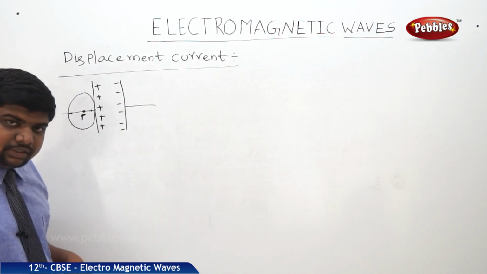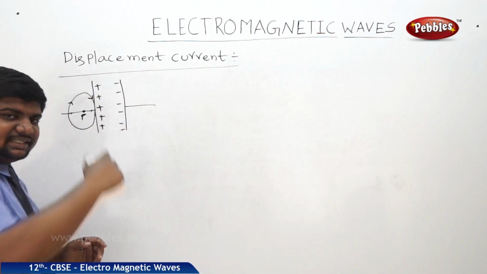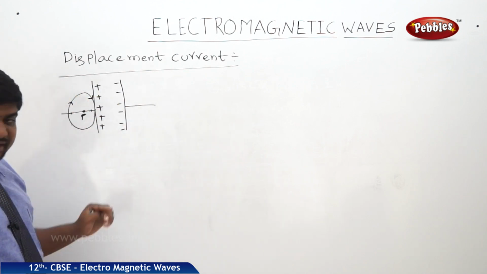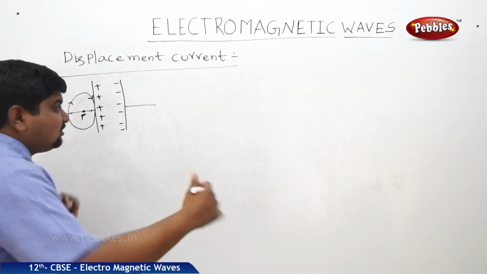So like this. Around this point, in a perpendicular direction, magnetic field is present. But we can say magnetic field is present over the circumference of the circle.